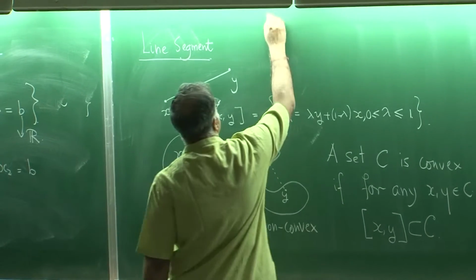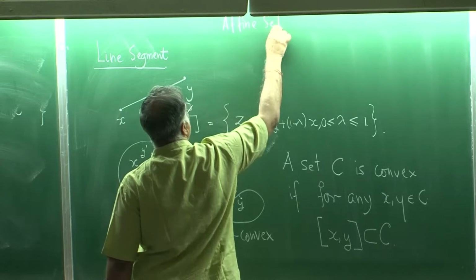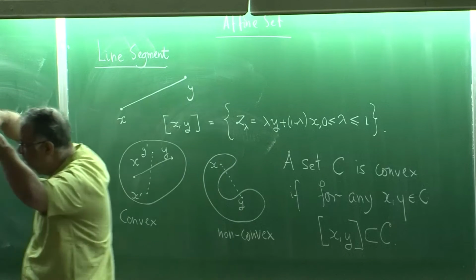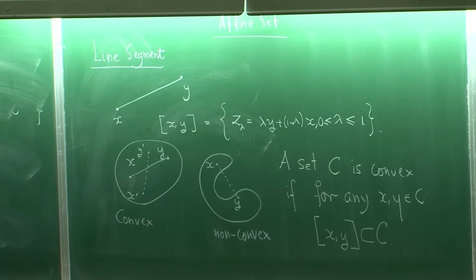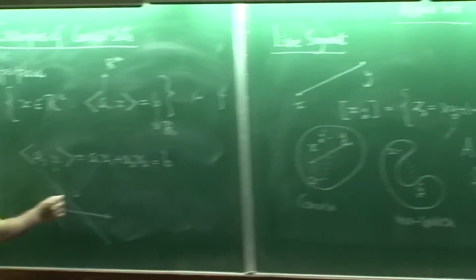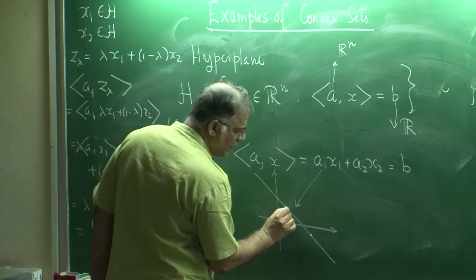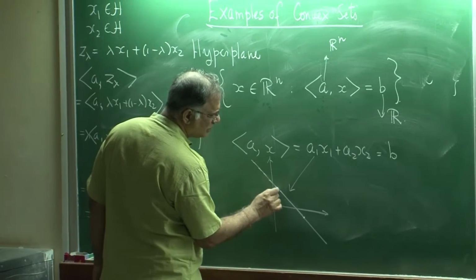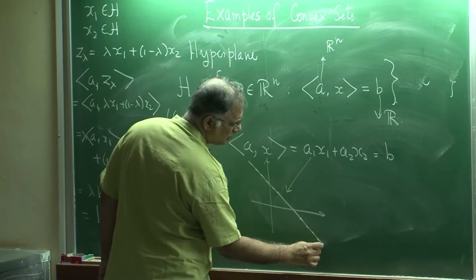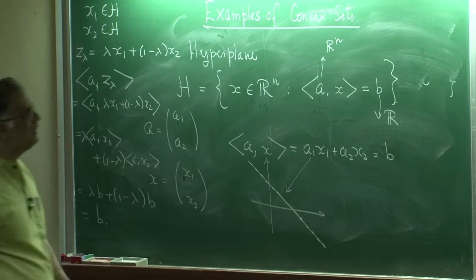Maybe I should write it here. An affine set is a set where not only the line segment joining these 2 points lies in the set, but the whole line that passes through those points lies in that set. So, if you take a straight line and take 2 points on this line, the line segment joining these 2 of course lies in this set, but the whole line that passes through it also lies in the set. That is called an affine set.